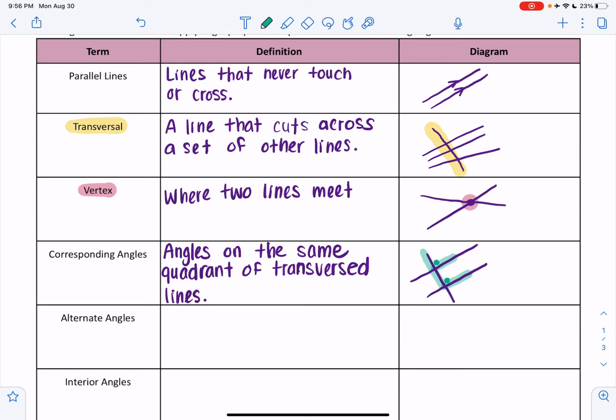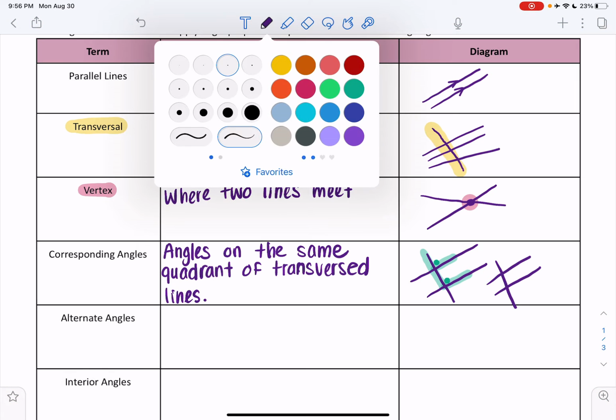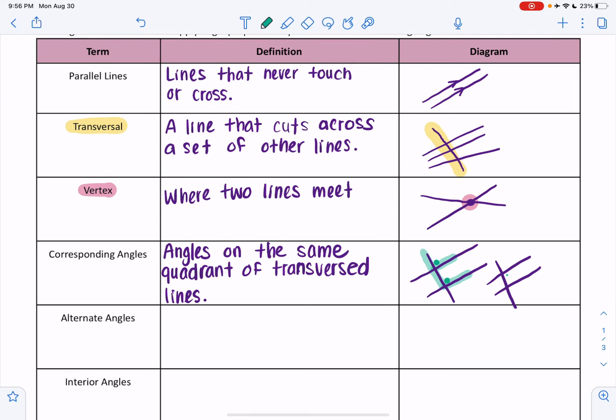We could also have them looking like this. So here are my two lines. Here's my transversal. So in order to have corresponding lines, I need that transversal set up. Now I could also have them on the insides here. Again, you can see the F pattern forming, right? This is a right side up F, just like you would write it on a piece of paper.